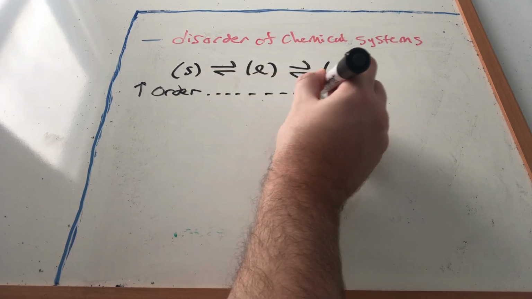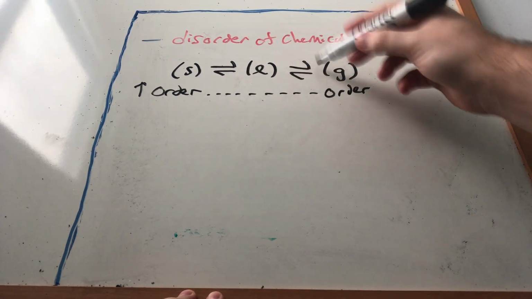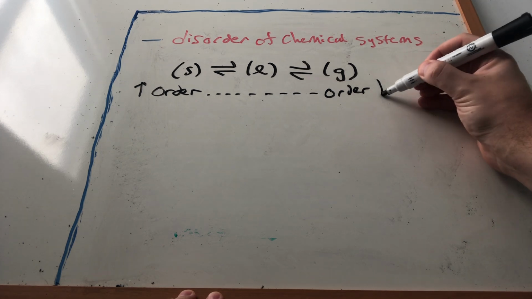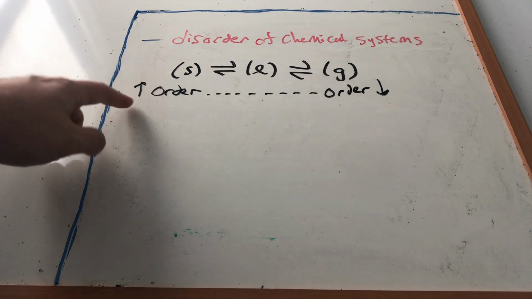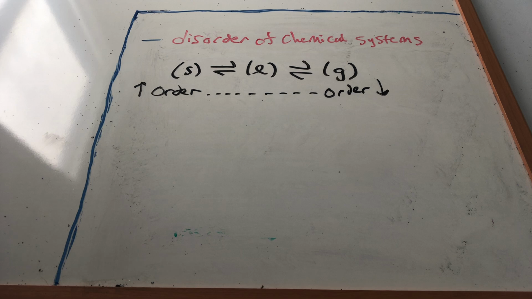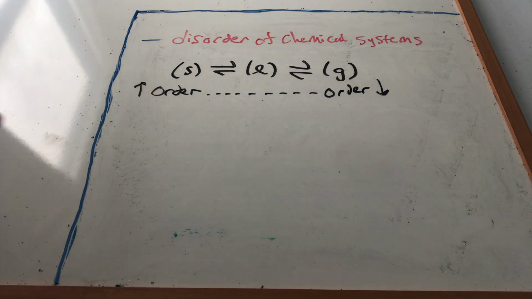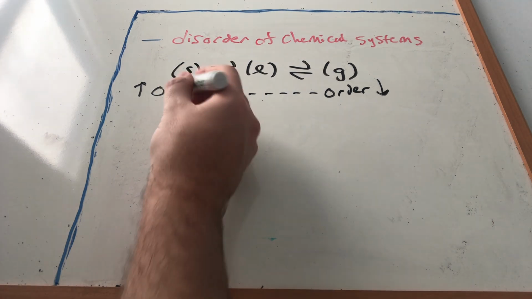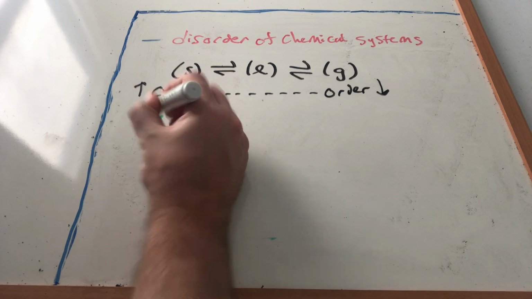If you look at what happens to order as we go from a solid to a liquid to a gas, order goes down. We would say that solids have a high order and gases have a low order. Entropy is the opposite of that. Remember that entropy measures disorder. So based on our understanding of how solids, liquids, and gases look physically, the entropy of a solid is low. We say they have a low S.